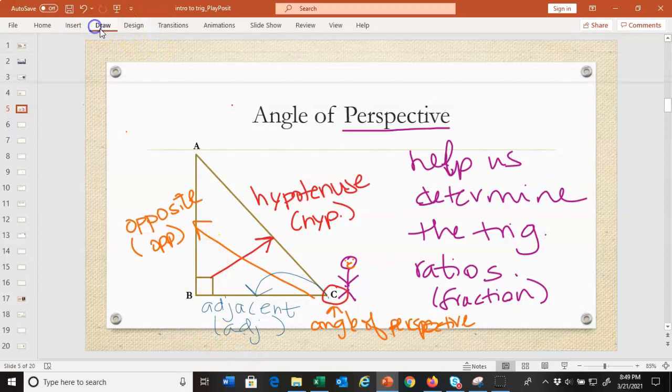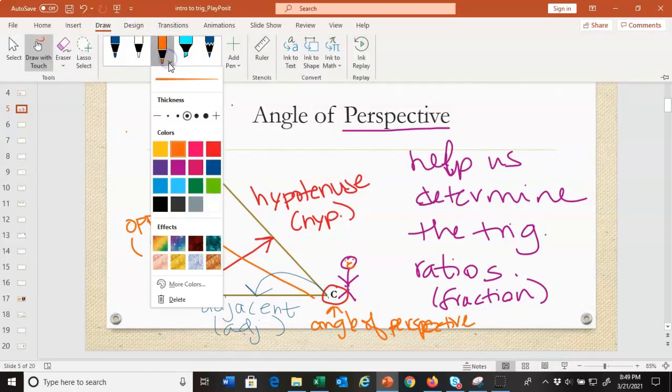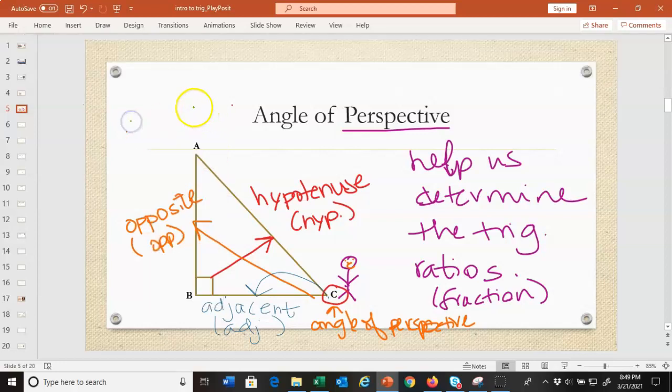So I want to point out, well, what if we decided to stand at angle A? What if angle A turned into our angle of perspective? That's totally allowed, but it would change the names of our labels. Because if I'm going to stand here at angle A and look across the triangle, it just so happens BC ends up being my opposite, and AB ends up being my adjacent. But you guys see how the hypotenuse never changes?